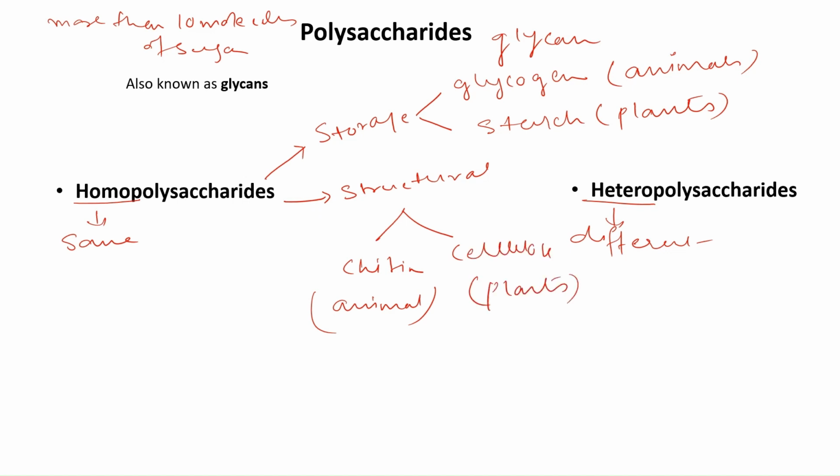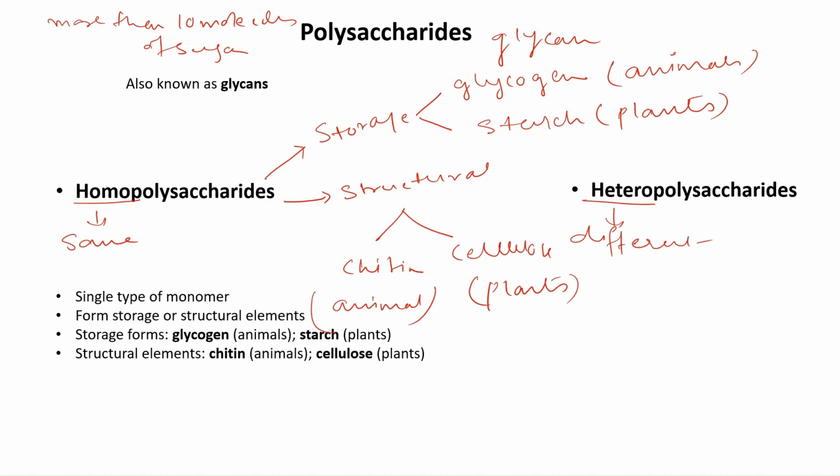So homopolysaccharides consist of a single type of monomer. They function as storage and structural elements. For storage, we have glycogen in animals and starch in plants. In the case of structural elements, we have chitin in animals and cellulose in plants.